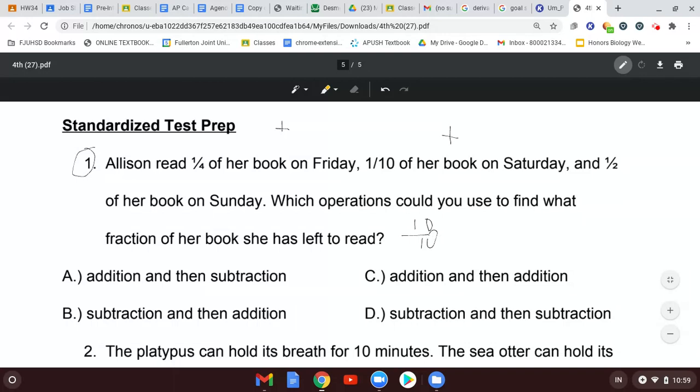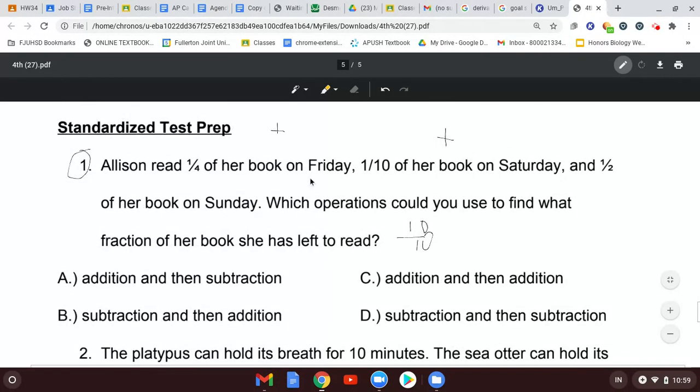Okay, let's start from the beginning. Allison read none of the book, right? That means she has 10/10 of the book left to read. And then she read 1/4, 1/10, and 1/2. So we would add these three numbers up and then subtract it from the 10/10. Get it?